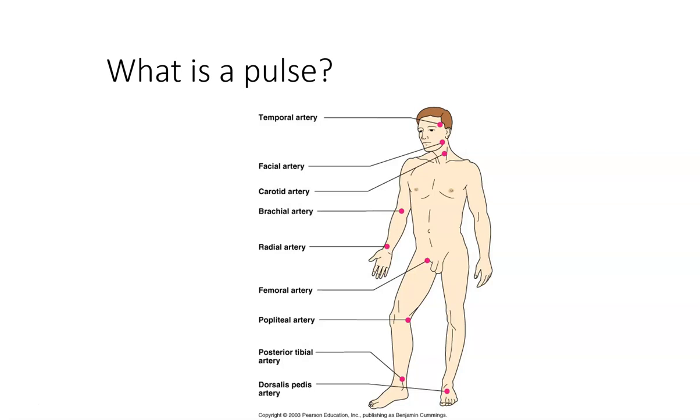So when you're taking a pulse on the wrist, it's on the thumb side, on the lateral side. Another common place is the carotid on the neck. You need to be very careful with this one though. That's supplying blood to the brain, and so you really don't want to cut off that blood supply.